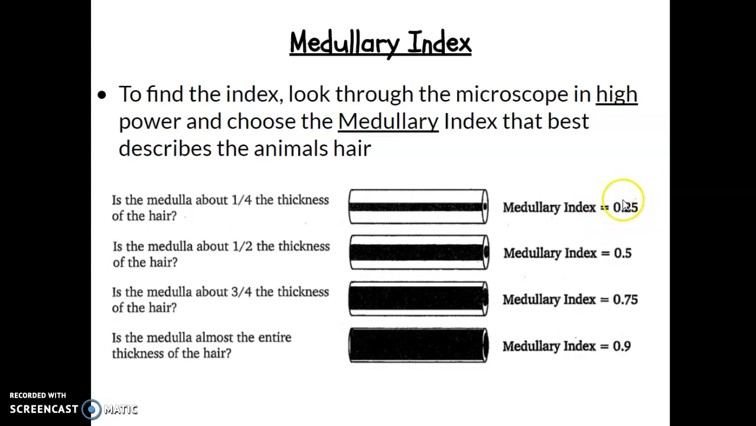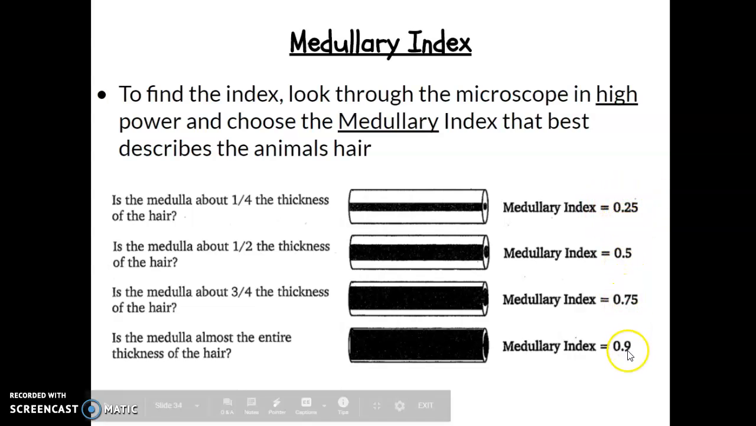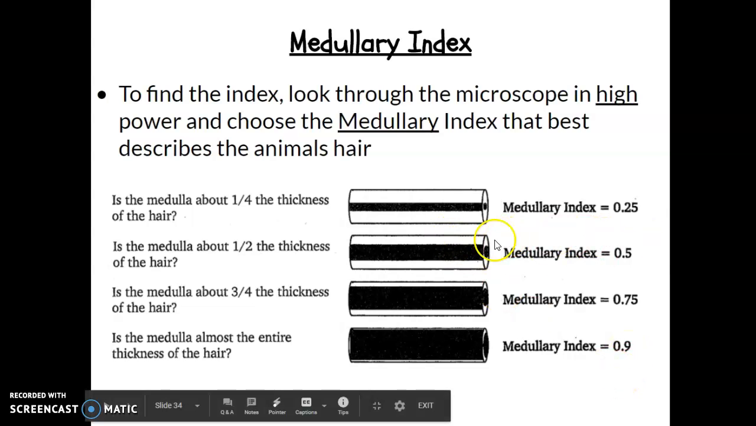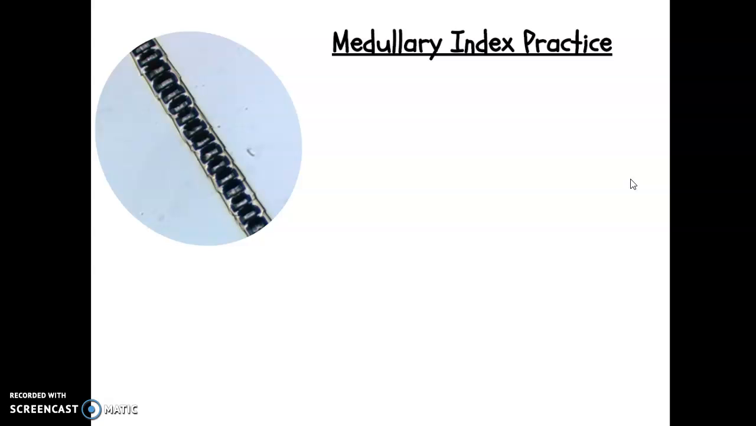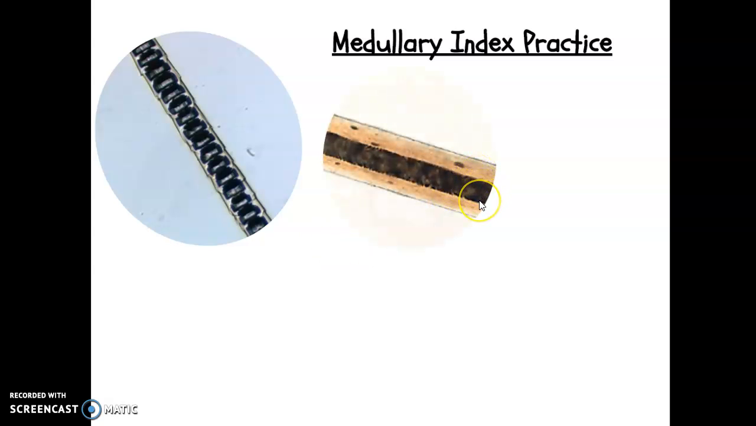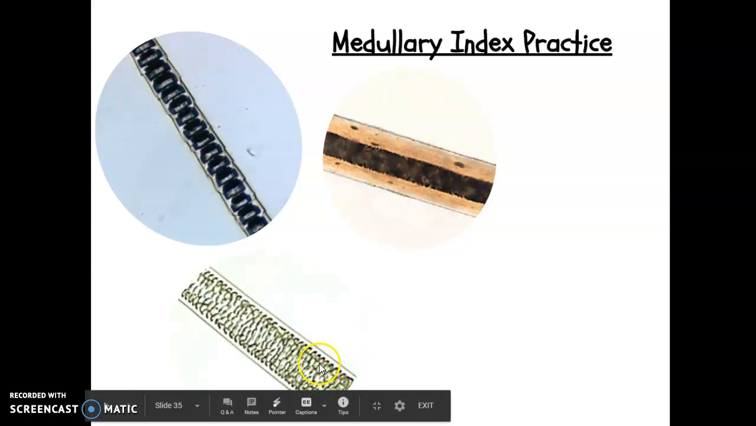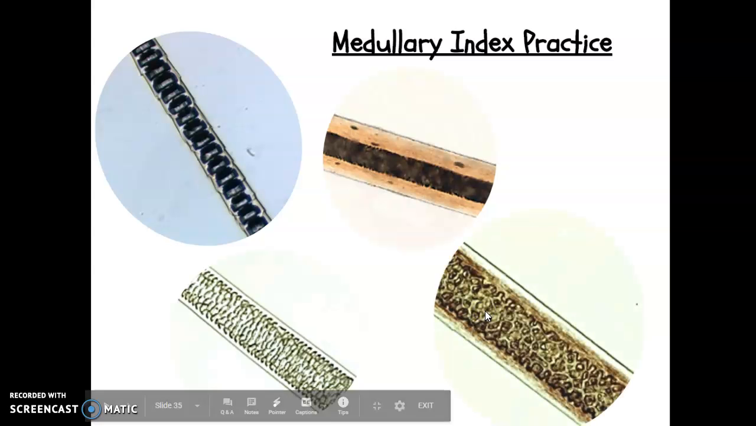So here's our medullary index. We have 0.25, 0.5, 0.75, and 0.9. And most animal hairs are actually towards the larger end of the index. Looking here, I would say that this is probably a 0.9. This is probably a 0.5. This looks like a 0.75. And this looks like a 0.75.